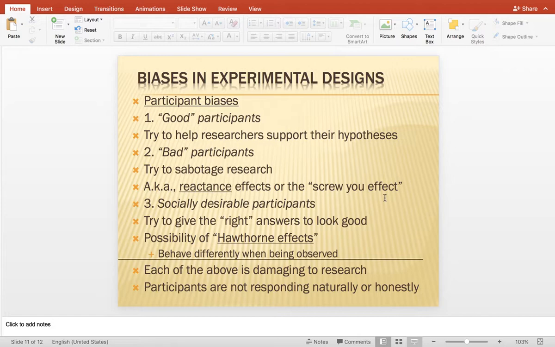All 3 of these do terrible things to your work and negatively impact your work. Okay? So the good participant doesn't do anything good for you. They hurt you. The bad participant does something very bad for you. And the socially desirable participant also gives you very bad data. Very, very bad participants that we have in this particular case. So what does a good participant do? The good participant is the one who figured out your hypothesis, or looks at you and says, hey, you look like a good guy, or you look real sweet, ma'am, and so on and so forth. And now they change their answers to try to help you out.